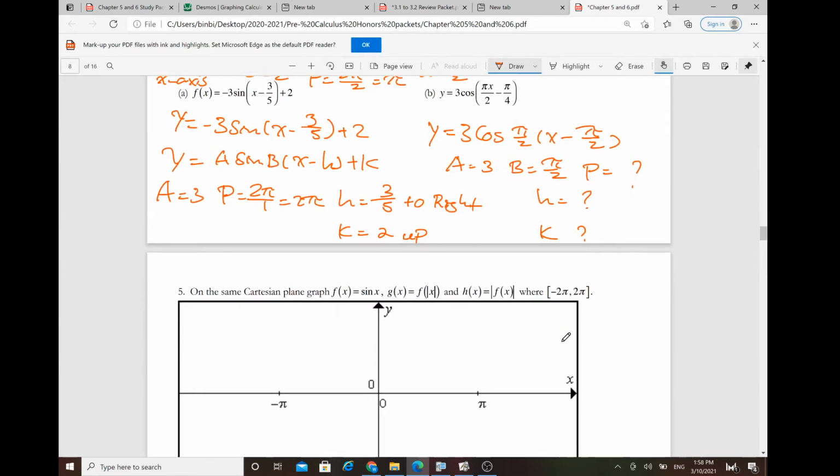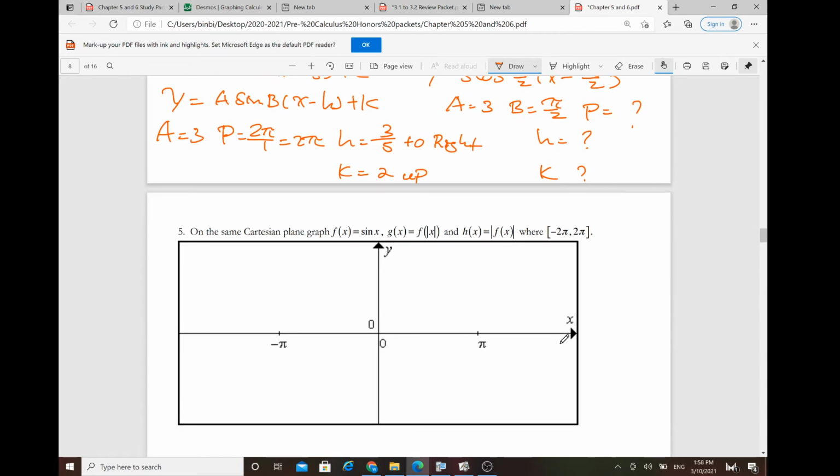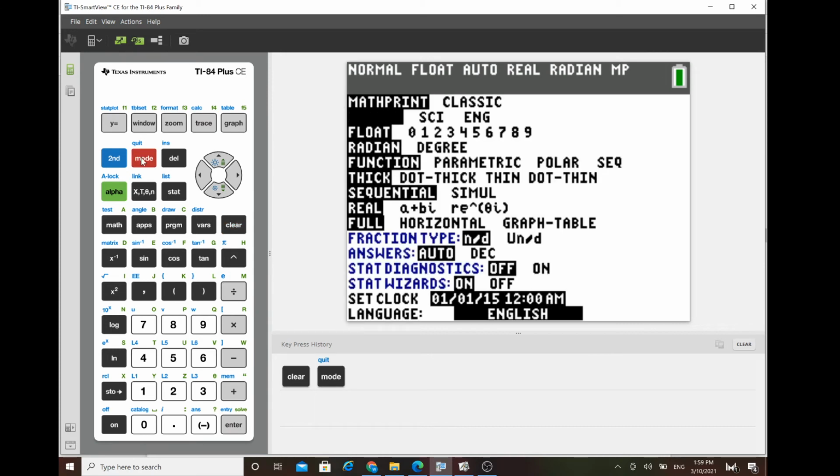On the same Cartesian plane, graph f of x equals sine of x, g of x equals f of absolute value of x, and then h of x equals absolute value of f of x, from negative 2 pi to 2 pi. So basically just type that in on the decimals, or just do that on the TI. So pretty easy, that shows what that is. Okay, let's do it on the TI. So you can just do it manually. So start off with sine of x, but one thing you need to clarify here, make sure that the mode is going to be considered radian, because the calculator doesn't recognize pi for the degree. Okay, so just make sure that it's in radian.